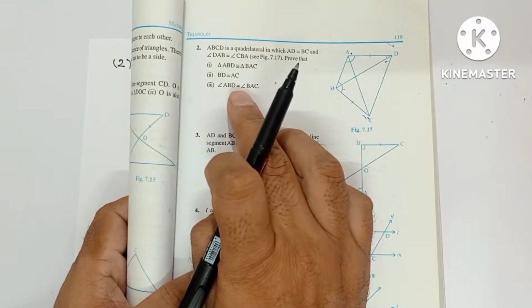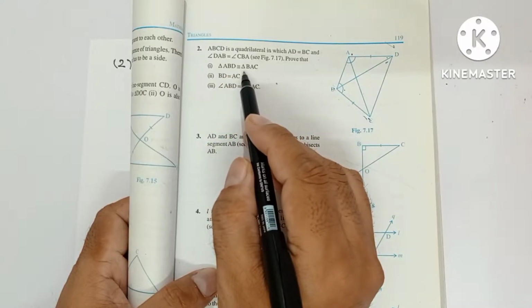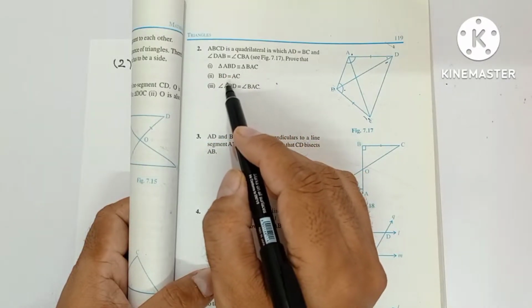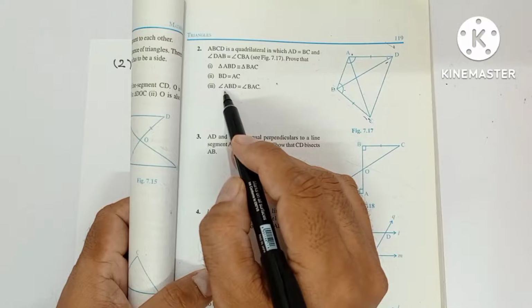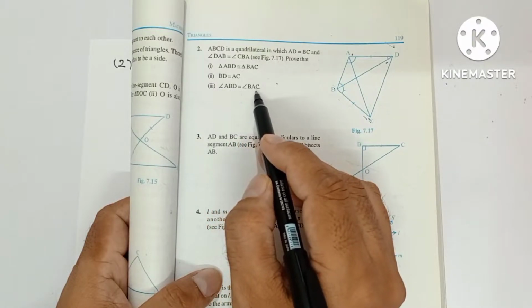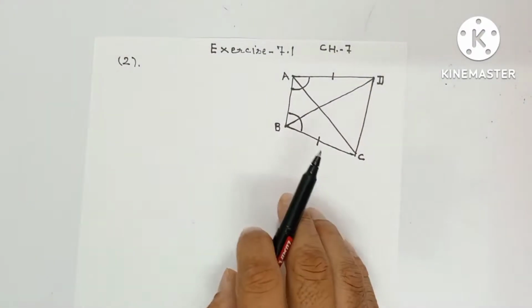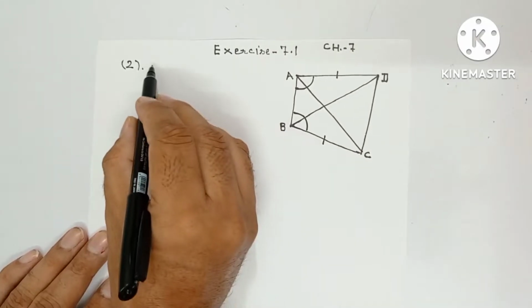So we need to prove these three subparts: triangle ABD congruent to triangle BAC, then BD is equal to AC, then angle ABD is equal to angle BAC. So let's start doing the question.